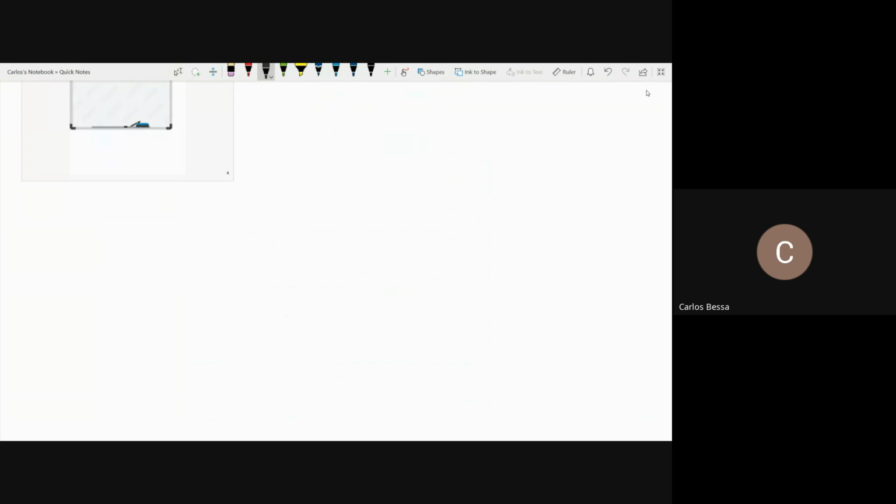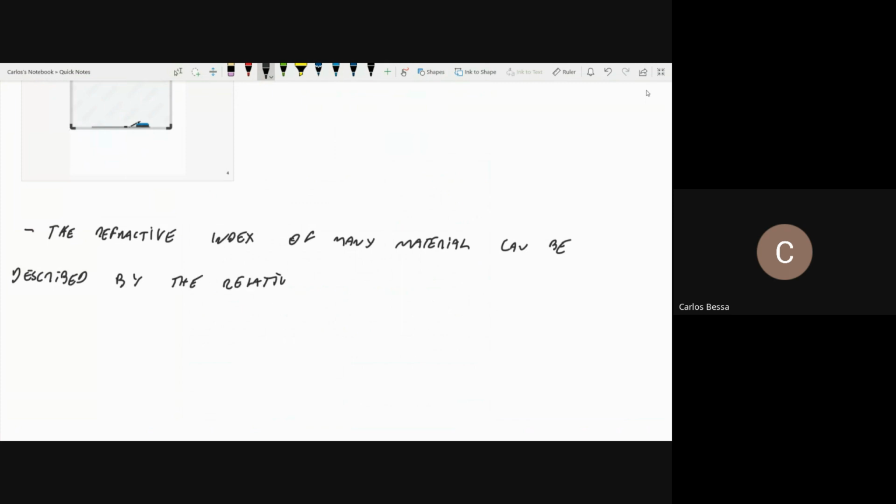So in general, the refractive index of a material can be described by the relation. Just to mention here, the book that I'm using to make this short review is this one.